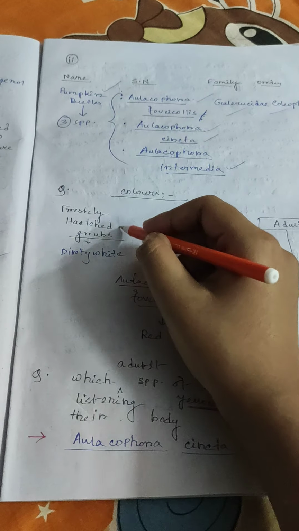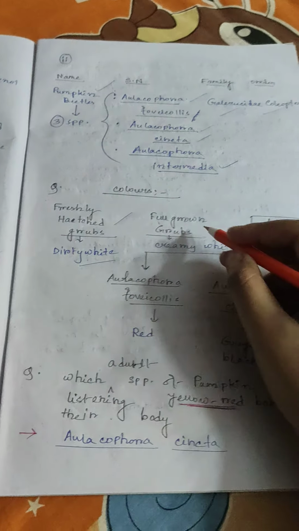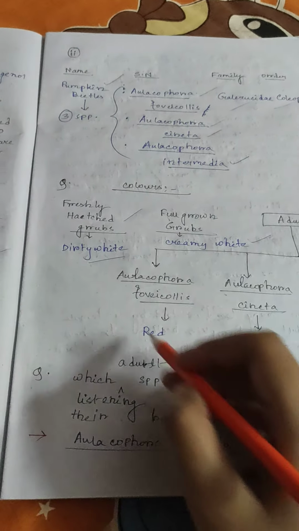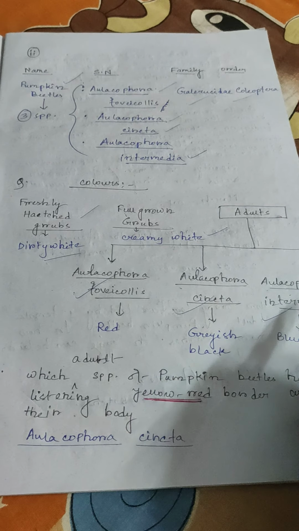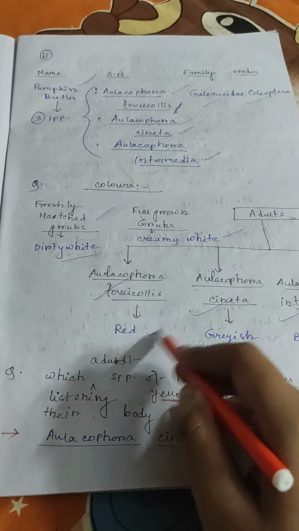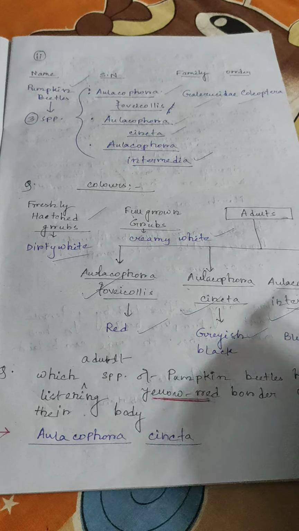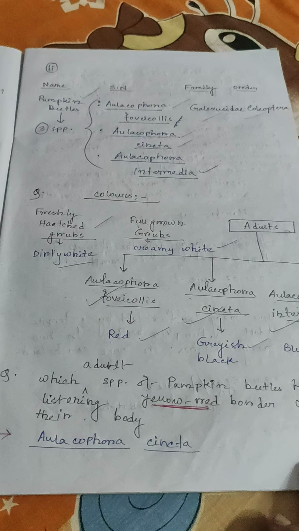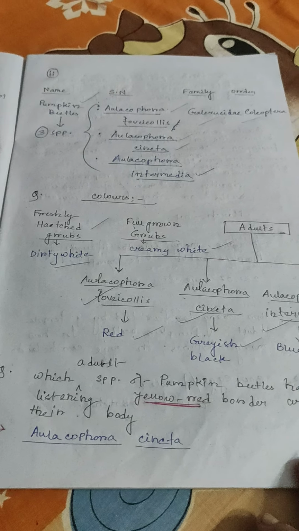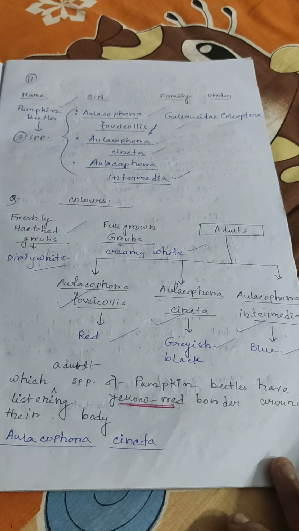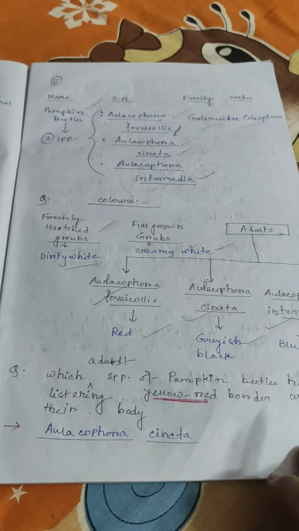Colors: freshly hatched grubs are dirty white, full grown grubs are creamy white. Adults are Olacophora foveicollis, Olacophora sinuata, Olacophora intermedia. Olacophora foveicollis is red, Olacophora sinuata is greyish black, and Olacophora intermedia is blue.